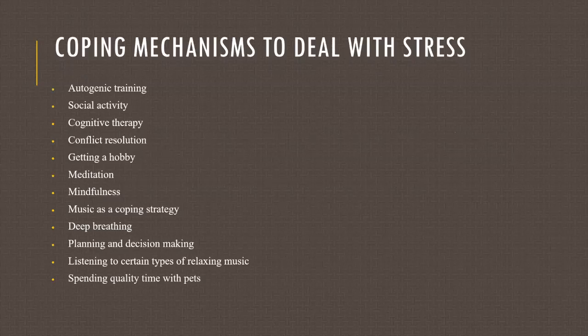Some of the coping mechanisms can include autogenic training, which is a very new term for all of you. You will learn it when you go to 4th semester. And then you will learn about social activity, doing a lot of social activities. You will learn about cognitive behavioral therapy, also known as cognitive therapy, where you will be able to counsel through this therapy. Then we can have conflict resolution, when there is any conflict between anything, say skills, or a workplace, or with other people. At that time also we can resolve it.